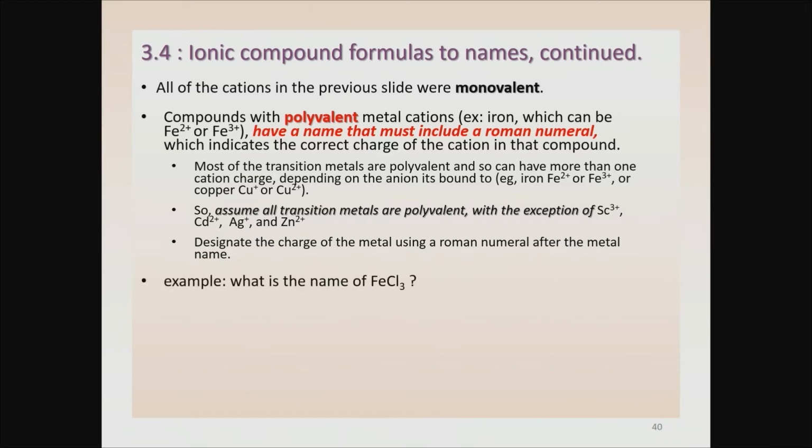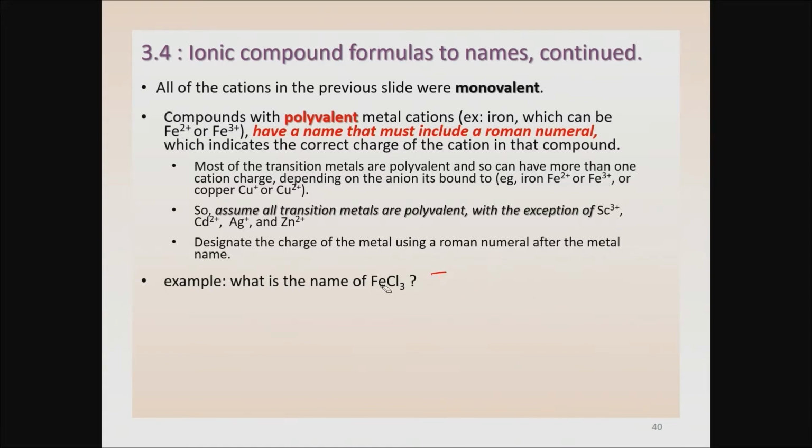So for example, what is the name of FeCl3? If you were to write iron chloride, you would not get full credit for this answer. And the reason is this. Iron here is not a monovalent cation. It is a polyvalent cation. And you may know that iron can either be +2 or +3. So what you're going to have to figure out is whether it is better to say that this is iron(II) chloride or iron(III) chloride.